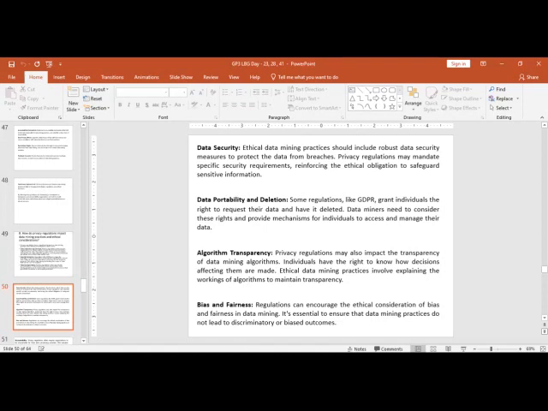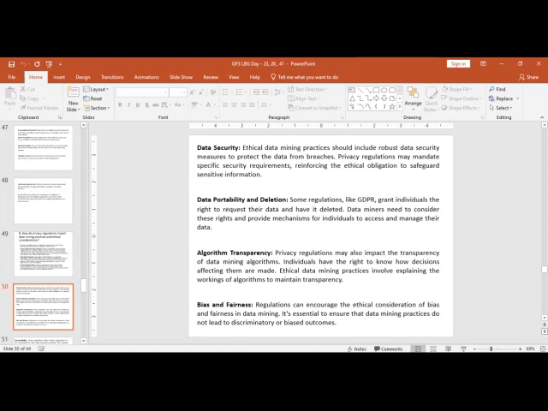Data portability and deletion. Some regulations like GDPR grant individuals the right to request their data and have it deleted. Data miners need to consider these rights and provide mechanisms for individuals to access and manage their data.